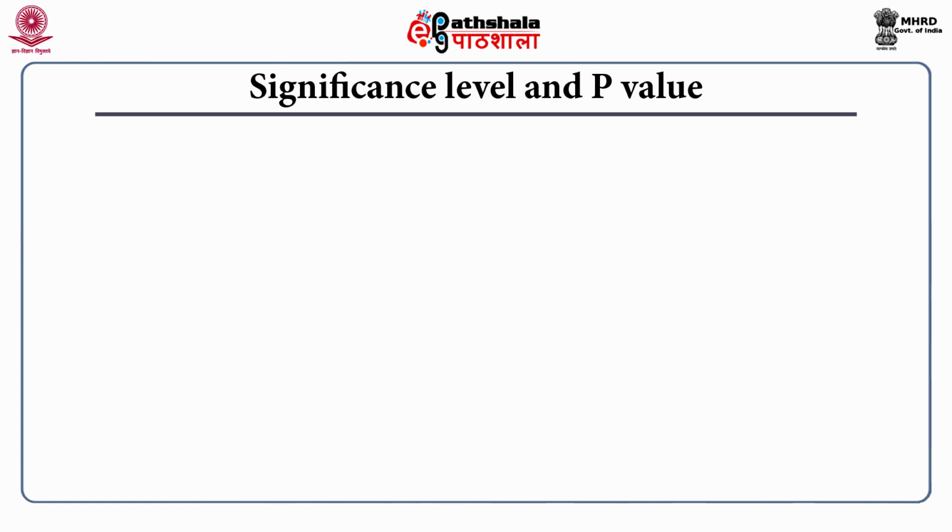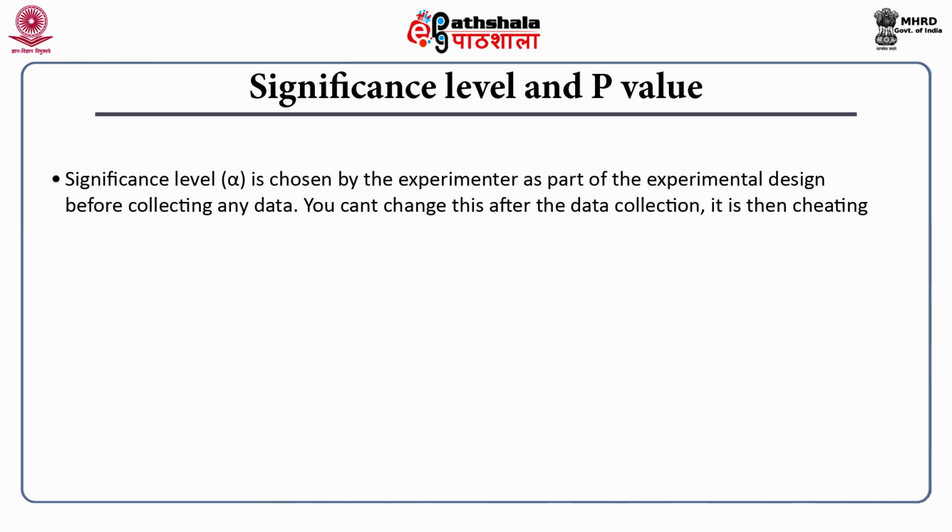So significance level and p-value are connected. Significance level alpha is chosen by the experimenter as part of the experimental design before collecting any data. That is extremely important. Even before collecting the data, as part of the experimental methodology, you have to frame the design. It should be part of the experimental design, the significance level. You cannot change this after the data collection, and if you do change it, it's cheating.